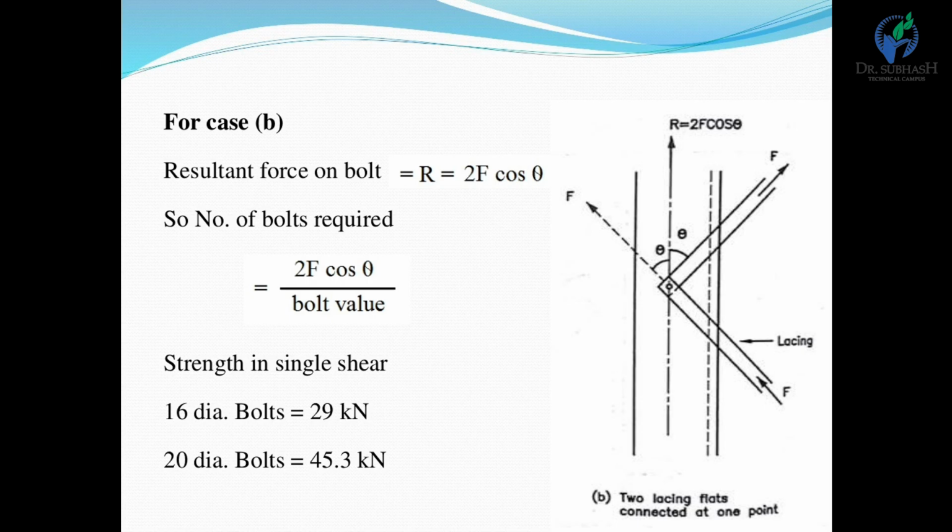So the number of bolts required is 2F cos theta divided by bolt value. Again, for the shear strength, or you can say the bolt value, there are two general diameters we can use, 16 mm and 20 mm. For 16 mm you know that the bolt value is 29, and for 20 mm the bolt value should be 45.3 kilonewton in single shear. If you provide in double shear, the value should be double. So there are two cases to provide the lacing at the end. Either you provide separately or you provide overlap between them.